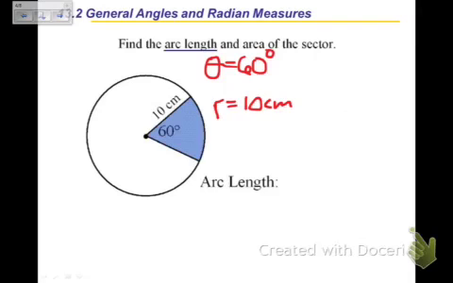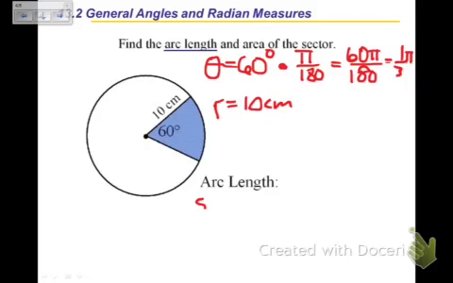Well, I need to get that theta into radians, so I'm going to multiply by pi over 180. And I get 60 pi over 180. Well, that simplifies down to 1/3 pi. 60 degrees is 1/3 pi.